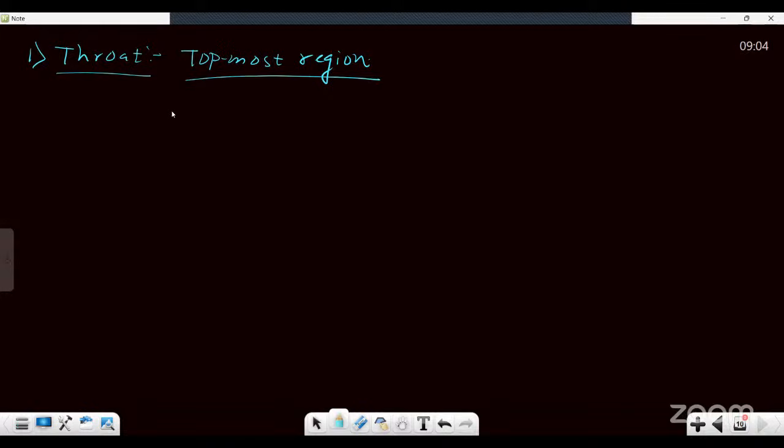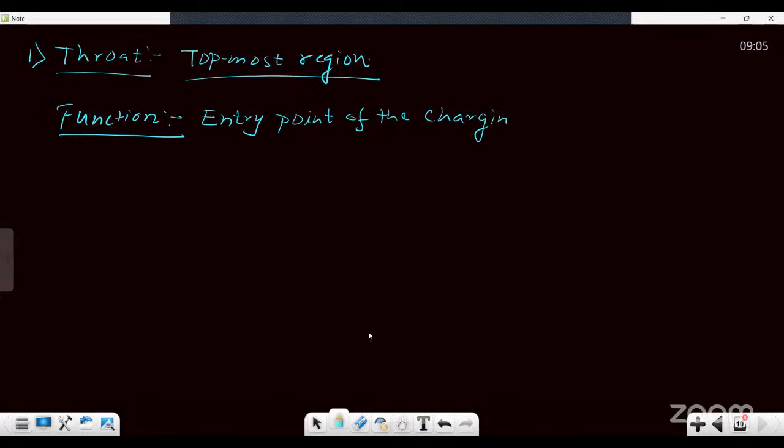The shape is a narrow opening, that is, the top of the truncated cone. And what is the function? The function of each and every part we must remember. So the throat is nothing but the entry point of the charge materials. Whatever materials we are charging inside the blast furnace, we are charging them through this throat only.